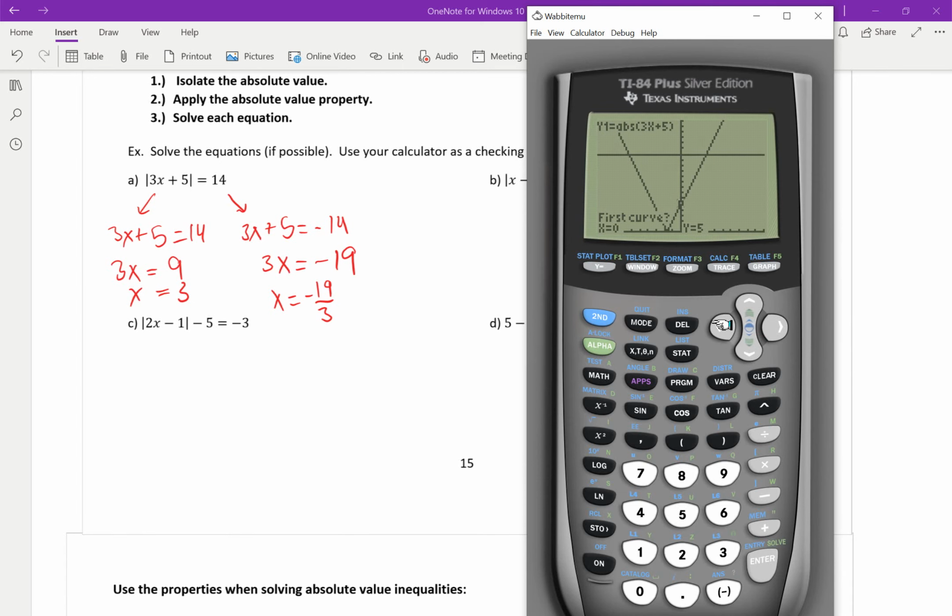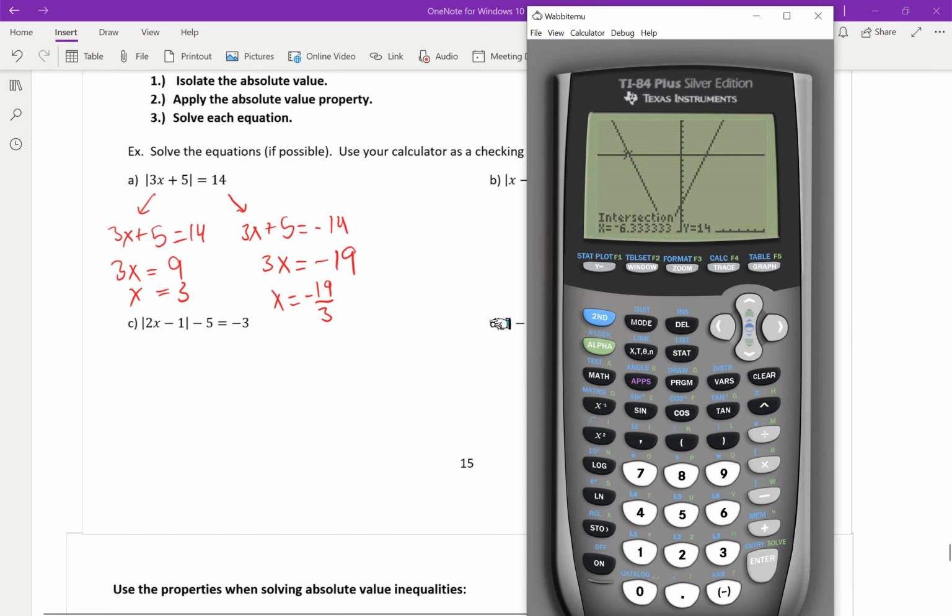I'm going to move my cursor. There's a little cursor that pops up on your calculator when you're doing this, and right now I'm following the first curve to where I think the point of intersection is. I think it's right around there, so I'm gonna hit enter. Now I'm on the second curve, the horizontal line. Again, I need to move my cursor to where I think the point of intersection is. So I think it's also right around there. I'm gonna hit enter. And that gives me negative 6.333333.